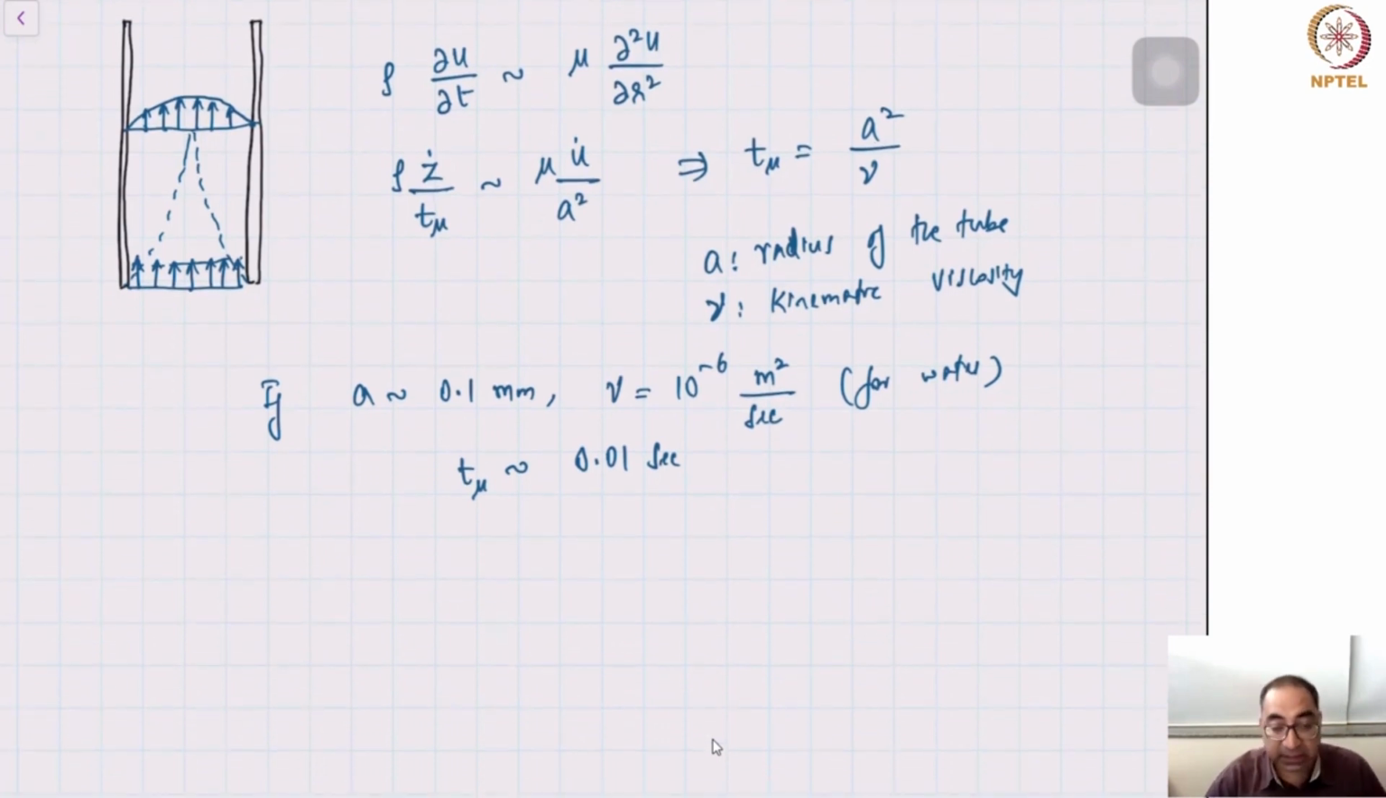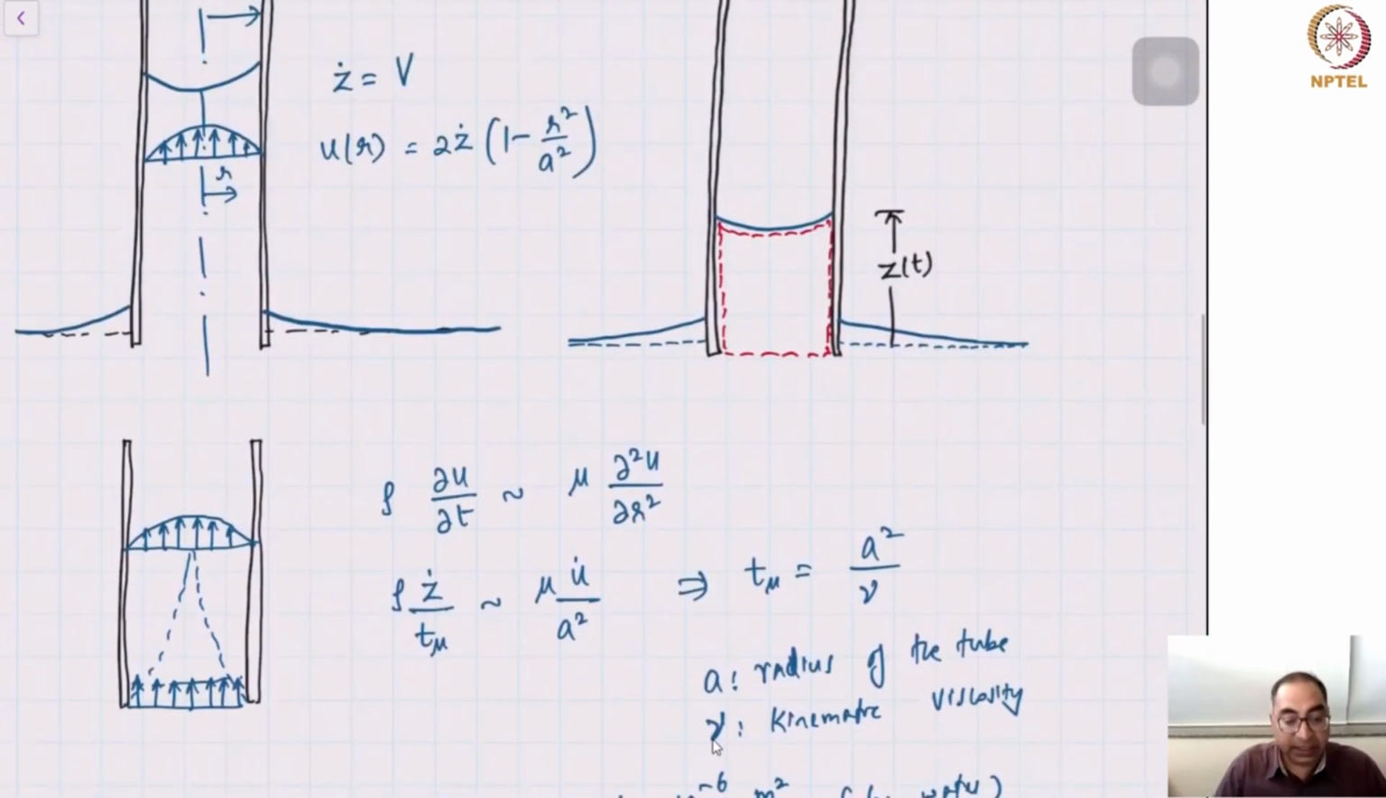Now one can easily calculate the typical value of t mu for slightly thicker tubes. If A is 0.5 mm, you'll see that t mu is 0.25 seconds. So it's basically quite small. And once I know the velocity profile, I can actually calculate something like the shear stress. The shear stress in this case would be del u by del r at r equals A, and this would be proportional to z dot. This shear stress will be relevant when I work out all the forces.